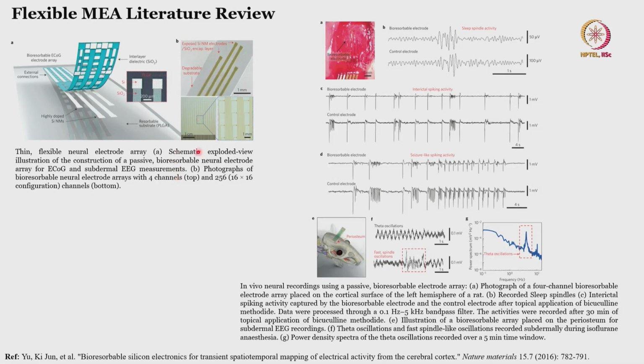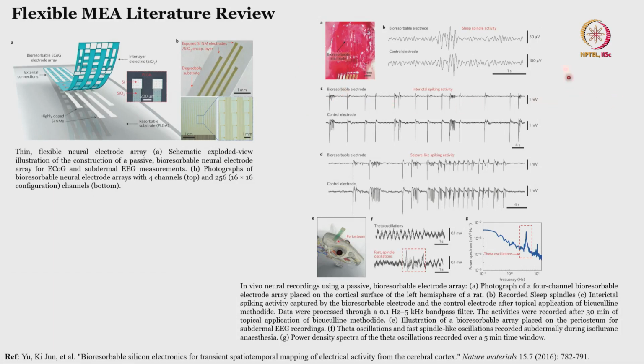We have a schematic of the exploded view, which is right over here, and then you have photographs of bioresorbable electrodes with 4 channels, which you can see here. Since there are 4 different channels and different electrodes, you can also measure what kind of ECoG signals are arising. Why am I talking about ECoG and not EEG? Because you are implanting this electrode onto the brain of the rodent model, the rat's brain, and you are measuring electrical signals.